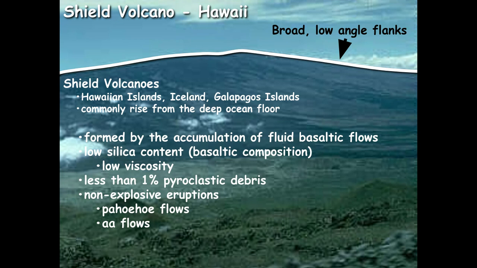So common shield volcanoes found on Earth would be the Hawaiian Islands, Iceland, and the Galapagos Islands, and commonly shield volcanoes will rise along the deep ocean floor. And again, it's where the chemistry lends itself to basaltic type flows, rich in iron and magnesium and very low in silica.